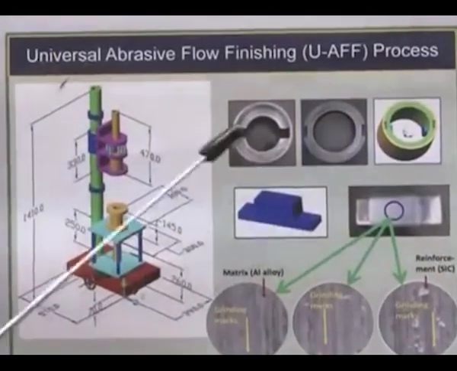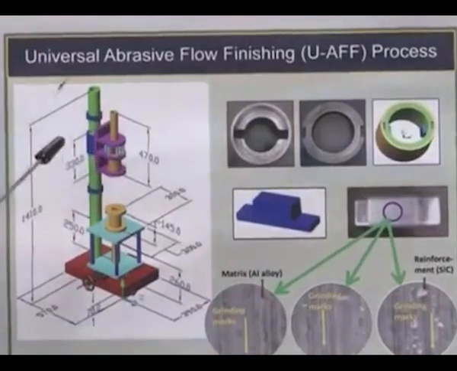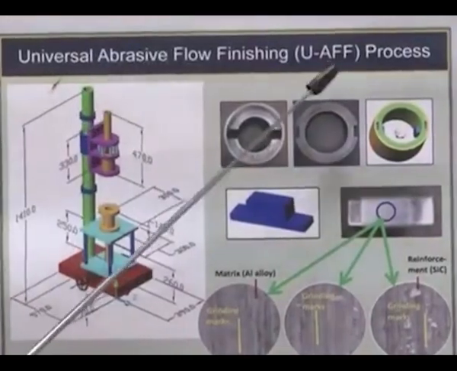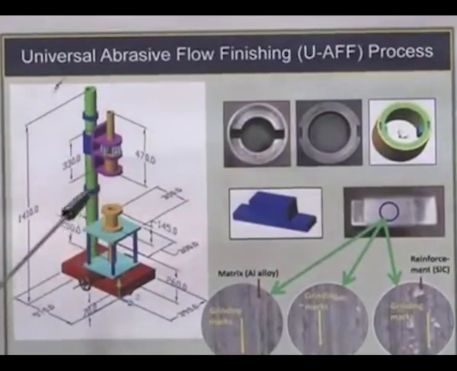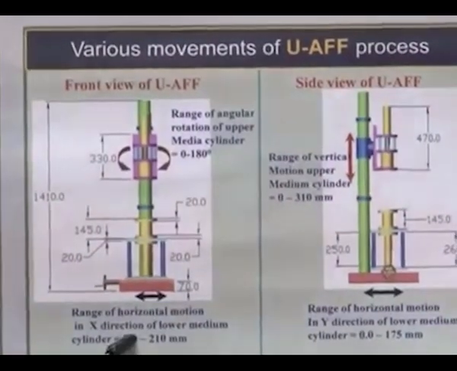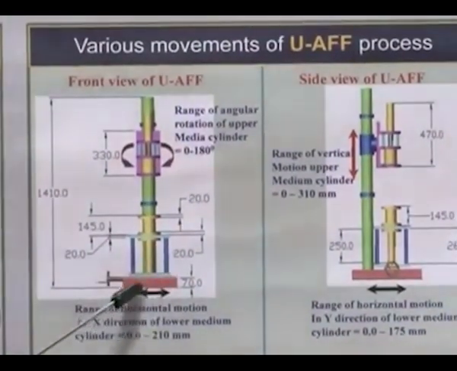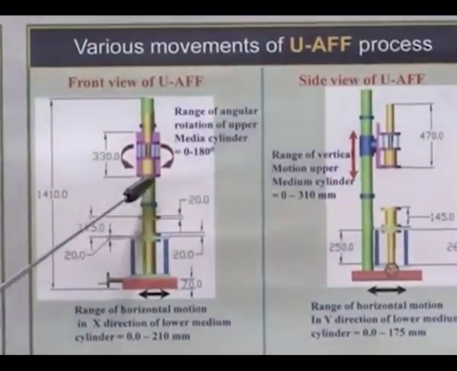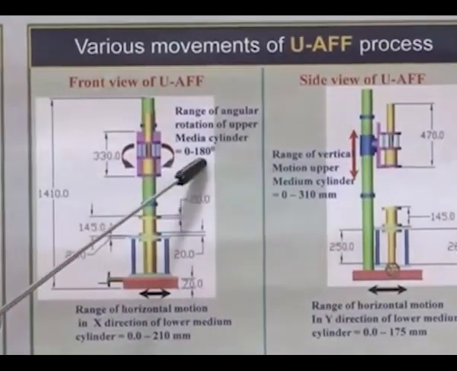The machine which you saw is an advanced version of the abrasive flow finishing process. The schematic three-dimensional view of that machine is this one, and this is called universal abrasive flow finishing process. This has various motions in the X direction, Y direction and Z direction. Now you can see it has an X direction from 0 to 210 mm. You can move the bottom hydraulic cylinder in the X axis up to 210 millimeters, and you have a rotational motion of the top hydraulic and medium cylinder about 0 to 180 degrees.